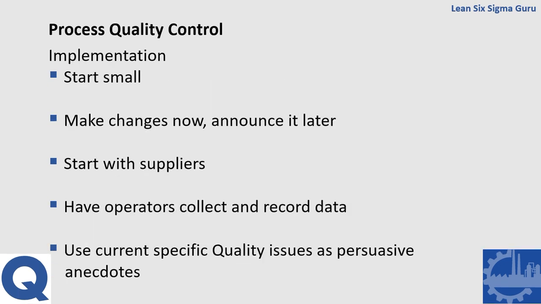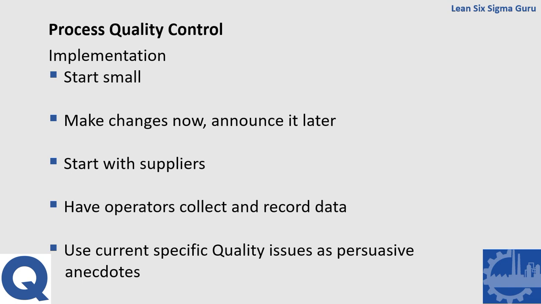Keys to implementing this approach, which tends to meet a lot of resistance if people don't really understand their data, is to start small. Start with small changes, things that will be easy to implement. Make changes now, announce it later. Don't start off with announcement of a big initiative, but come and quietly make some changes and then start. Start with the suppliers. It's easier to start with suppliers and quality system requirements and working on basic improvements for your most important suppliers than it is to make a lot of other changes.